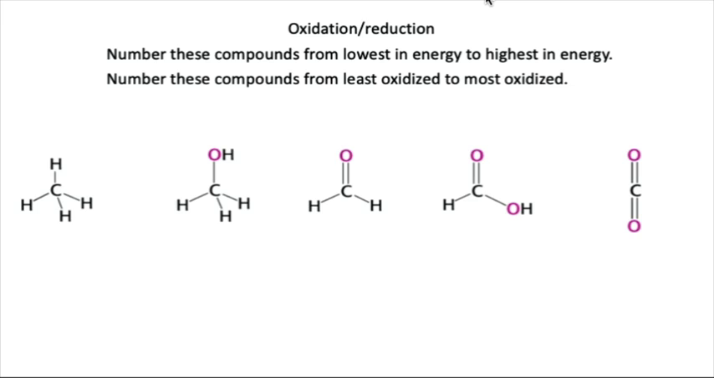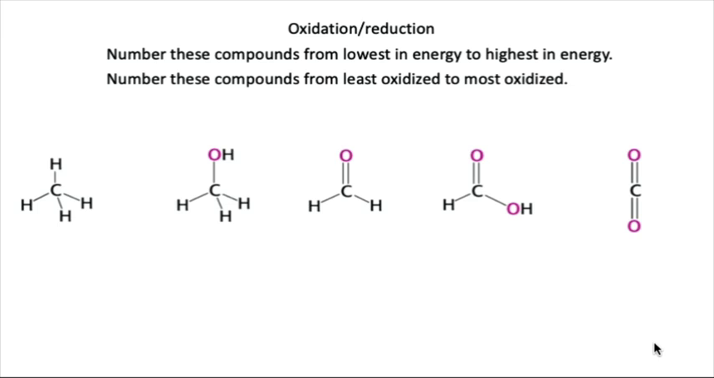Now, the easiest thing to see when you're looking at molecules is the level of oxidation. Which of these is most oxidized and which is least? Well, the more bonds to oxygen, the more oxidized. Methane has no bonds to oxygen. It is the least oxidized. 1 bond, 2 bonds, 3 bonds, and here we have 4 bonds of oxygen to carbon. Carbon dioxide is as oxidized as carbon can get.